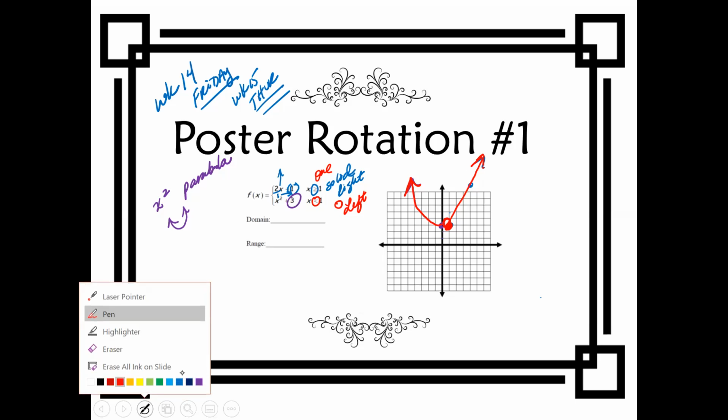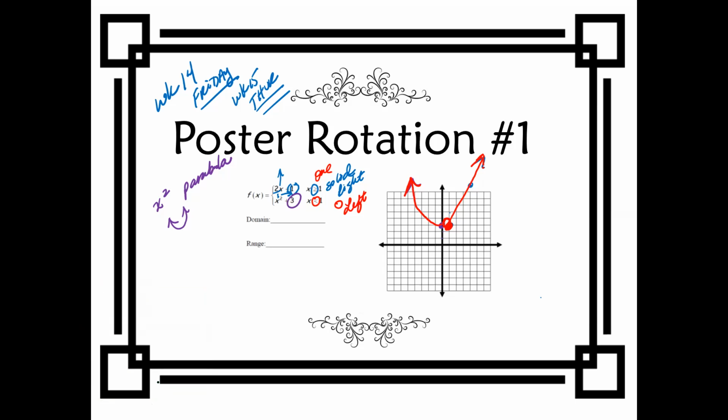Okay. Next, what's asking is for the domain. Domain means how far does it go to the right? Well, as the graph gets bigger, it's in the continuum going on the right, so it's positive infinity. How far does it go to the left? Still want to keep going, so negative infinity. So negative infinity to positive infinity is your domain.